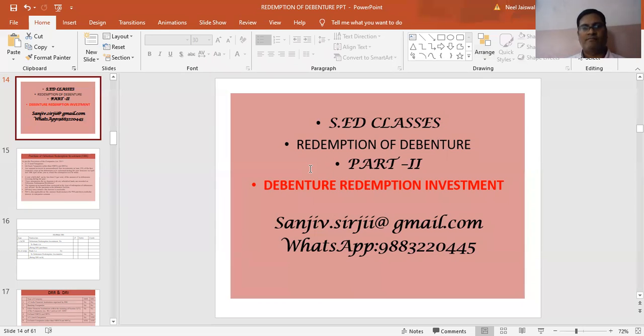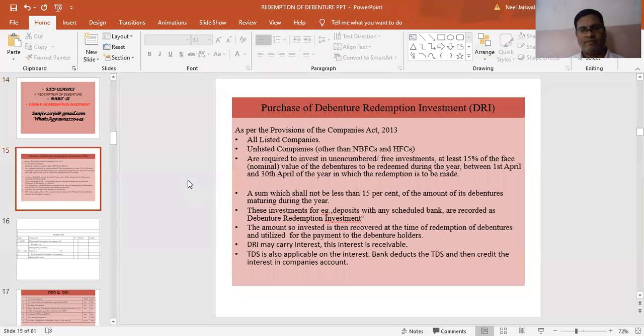What is debenture redemption investment? Let's understand. First of all, in plain language, it is an investment. The company is making an investment to get interest income and to secure that money, because in a secured investment, when they redeem the debentures they will have some money to redeem them.